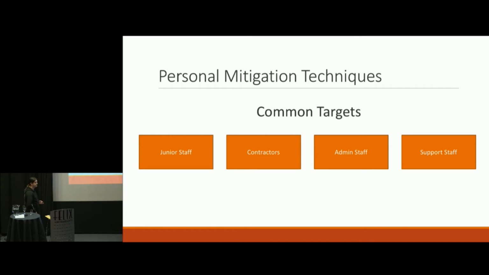So junior staff, as we said before, are eager to learn, eager to help. Contractors aren't necessarily going to have the same vested or emotional interest in the company as a full-time member of staff might, so that might be a good type of person to go for. Administrator staff, sort of lower paid junior admin staff, and people in tech support, like our story at the beginning.